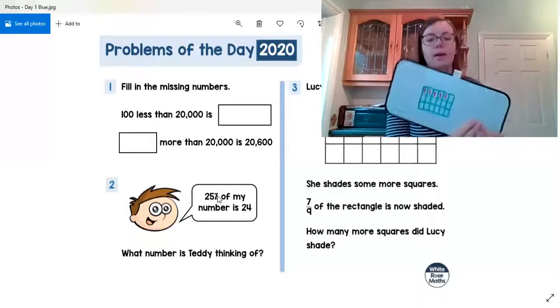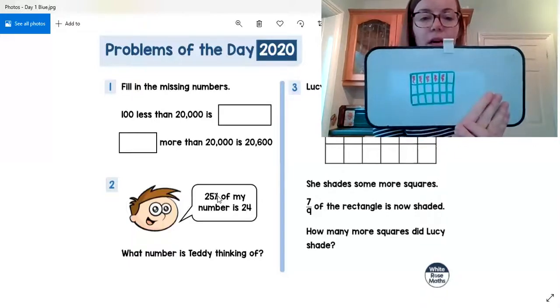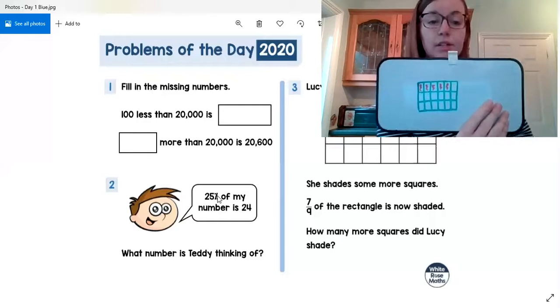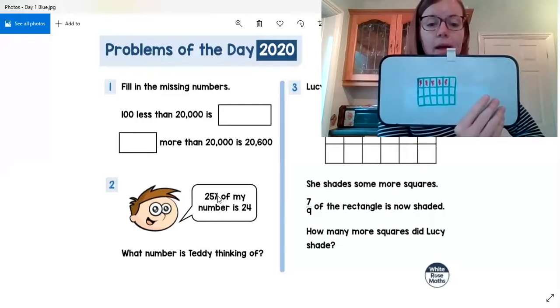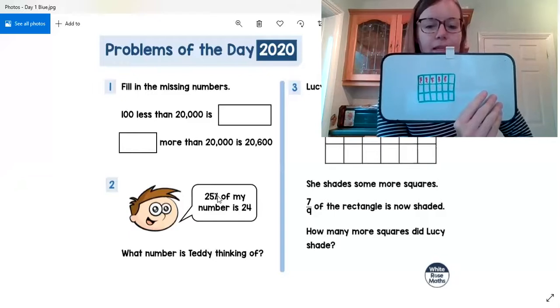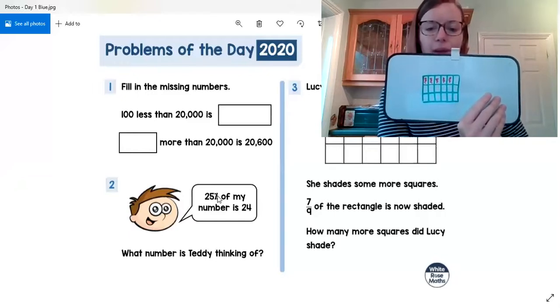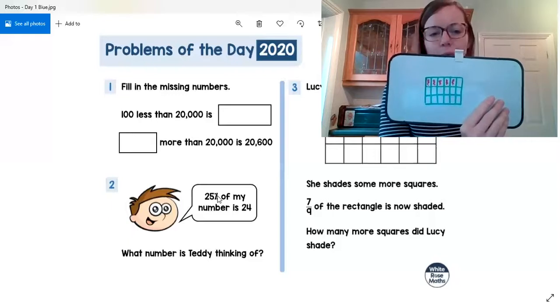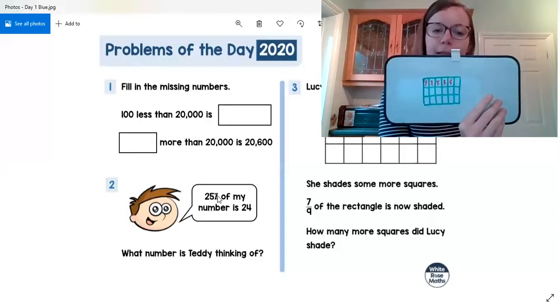So here is my copycat diagram of Lucy's rectangle. Now, it tells us that Lucy shades in some more squares, and then 7/9 of the rectangle is now shaded. So how many more squares did she shade? Okay, well, let's think about what is already shaded.